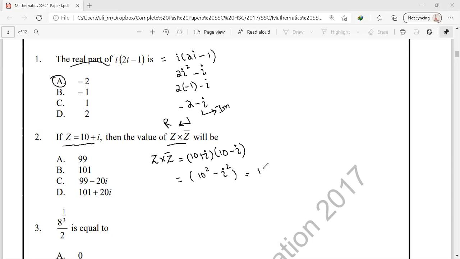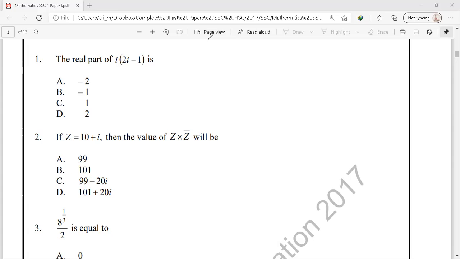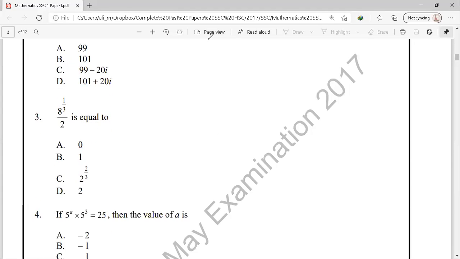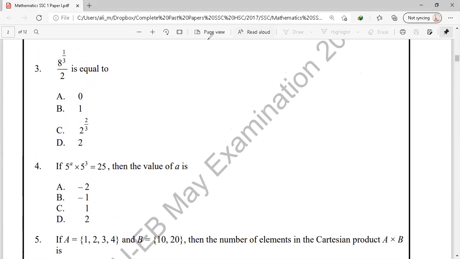So it would become 100 minus iota square, which is minus 1. So this will become 100 plus 1. So the correct answer is 101. So for question number 2, the correct answer we have is option B. So let's come to the other question, that is question number 3. And in question number 3, we have to simplify this expression.